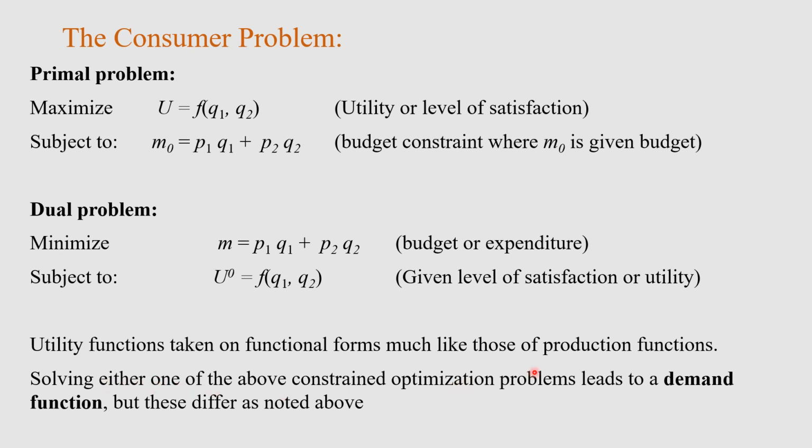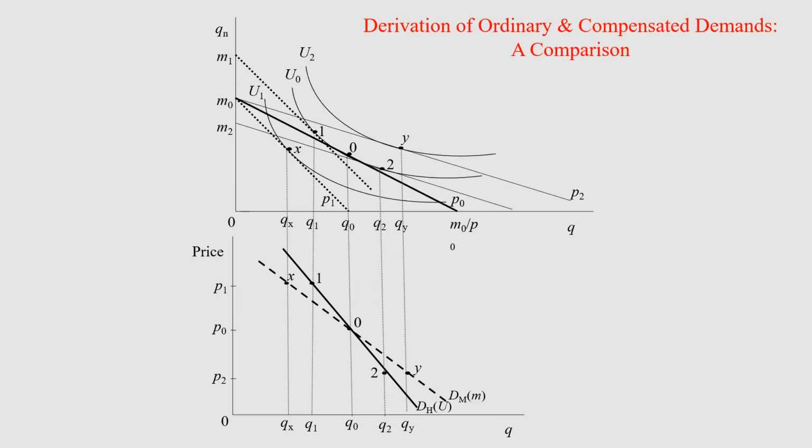Solving either one of the above constrained optimization problems, so you could solve either the primal problem or the dual problem, leads to a demand function. But these demand functions differ. However, there's something called Roy's identity and Hotelling's lemma that enable you to switch. So in other words, if I solve the dual problem, I can then use the results of one of these theorems in calculus to recover the ordinary demand function. If I figure out what the compensated demand function is, then I can figure out what the ordinary demand function is on the basis of that. Or I can find the ordinary demand function and then somehow convert that back into finding the compensated demand function. That's what gets into the heavy mathematics and the interesting part of consumer demand theory.